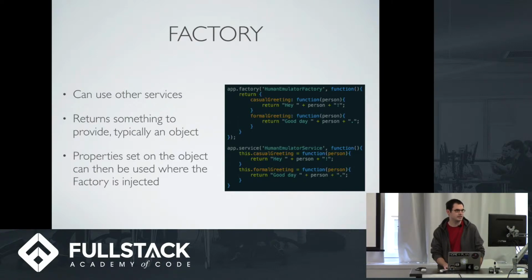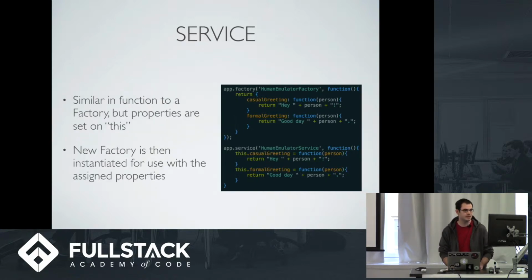So then we go on to factories and services. With a factory, you can actually use it exactly like a value. You can just return a string if that's what you want to do, but typically you'll be returning an object with multiple related elements that you want to use. So you set them on the object that the factory returns, and then you can use them where you inject the factory. A service, on the other hand, you set everything on this, and basically a new factory is instantiated using that object.